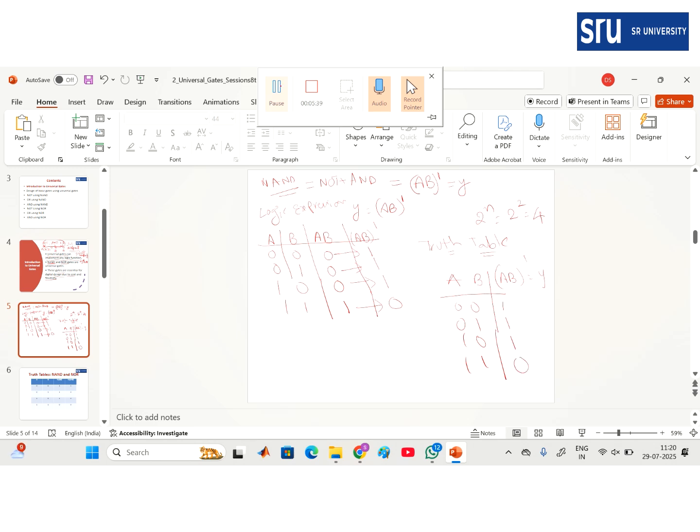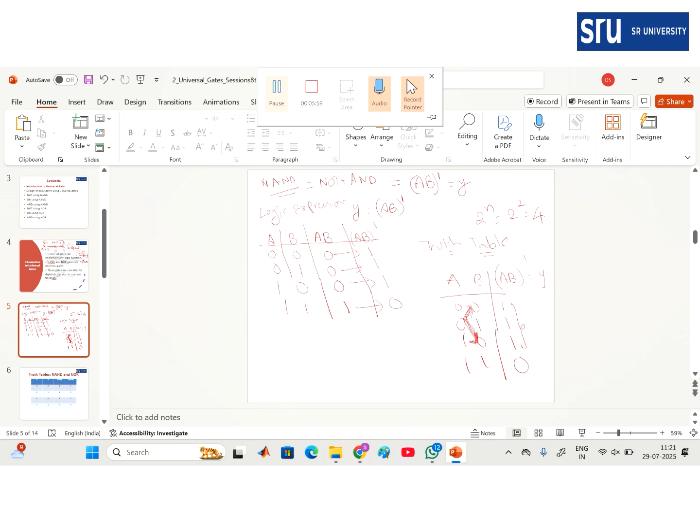So we can say if at least one input of the NAND gate is logic 0, then the output is definitely 1. Right? We have to remember this to further proceed.